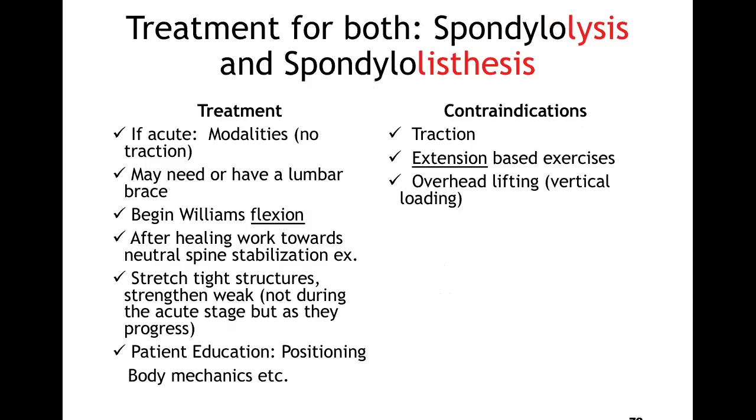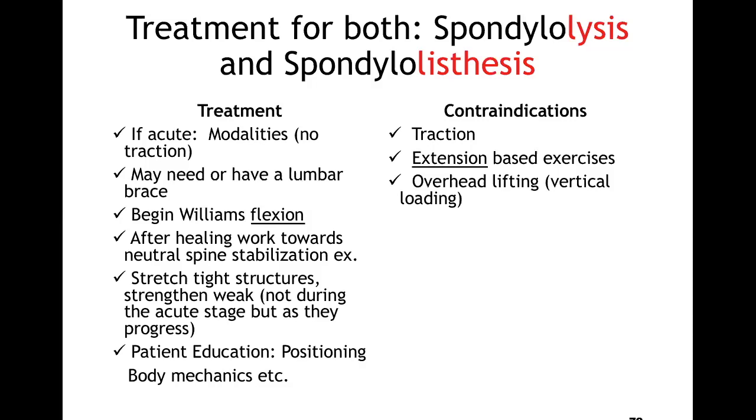So the treatment, if in the acute stage, you want to treat with modalities, no traction. Please make sure that you know that it is a contraindication to use traction on a patient with spondylolysis or spondylolisthesis. Contraindication is also extension-based exercises because that is just going to push that slipped vertebrae forward even more. So we want to avoid any type of extension-based exercises. We want to avoid any overhead lifting or vertical loading, meaning that we don't want to add more weight to gravity because that's just going to cause more pain because extension is going to cause more pain.